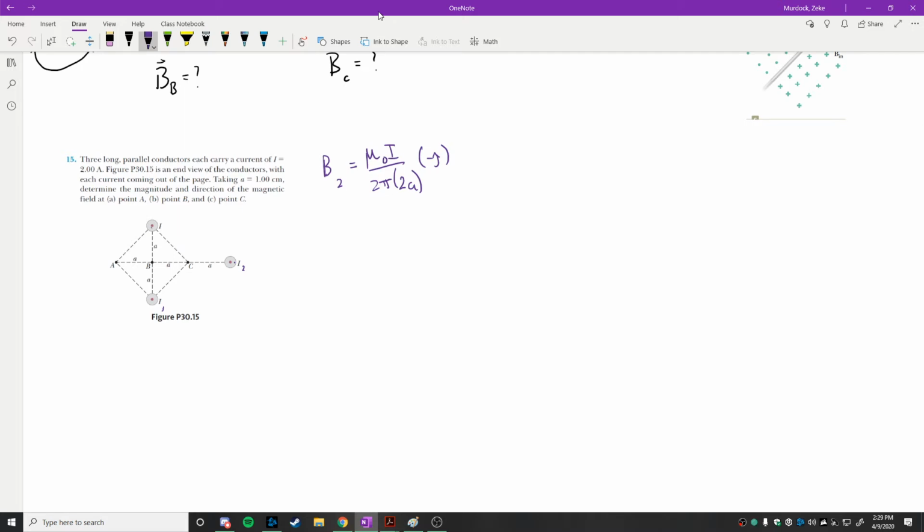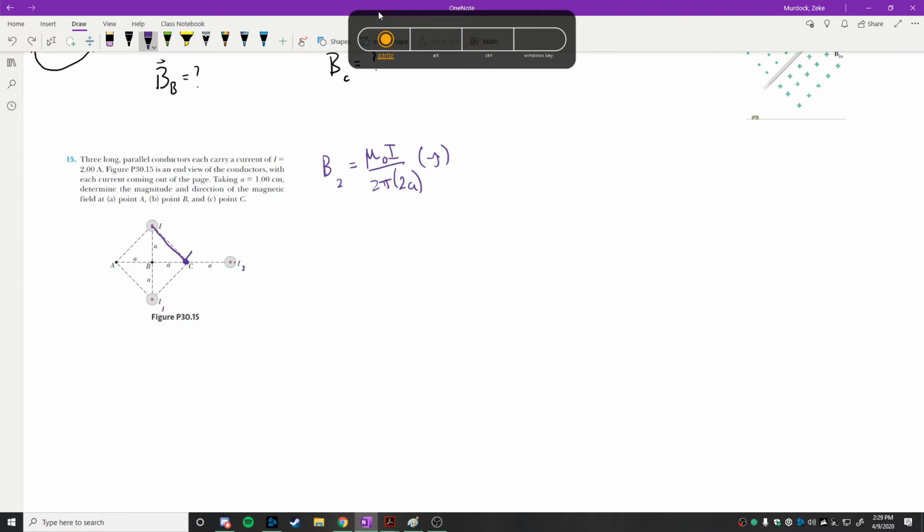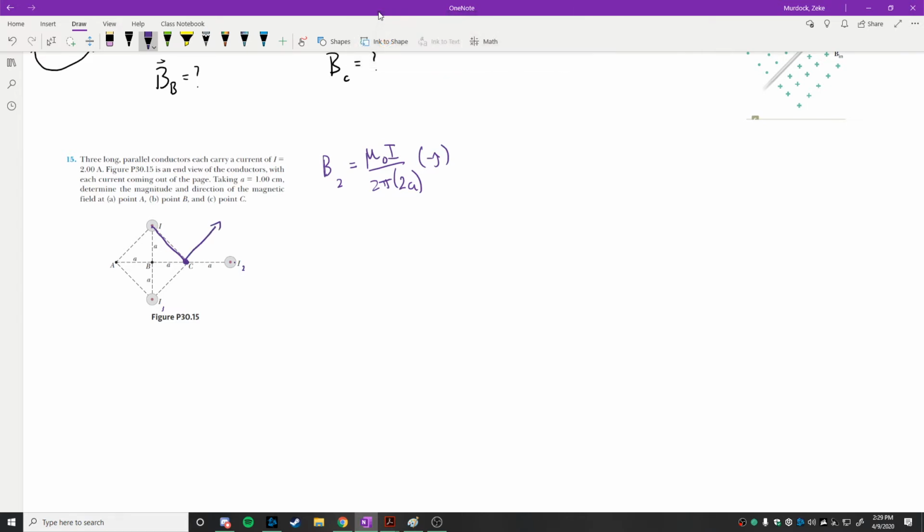So the magnetic field due to I1 is going to point tangent to a circle. The circle is going to have this radius from this point to this point. So you basically go out to that point and think, if I draw a line from the center of a circle and I want to draw a line that's tangent to it, then it has to be perpendicular to the radius vector, right? So that would be what we call B1.